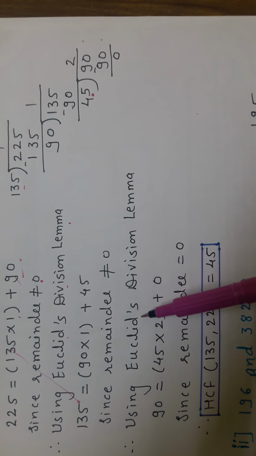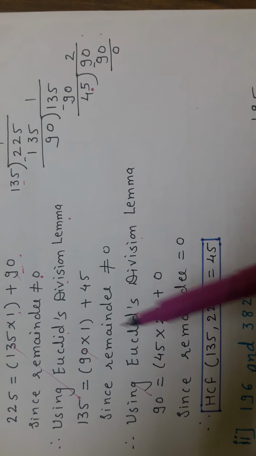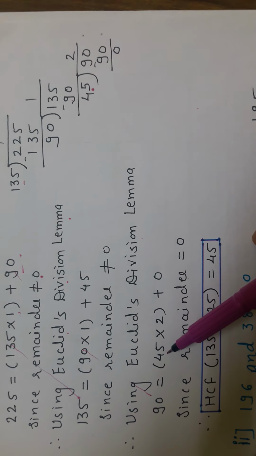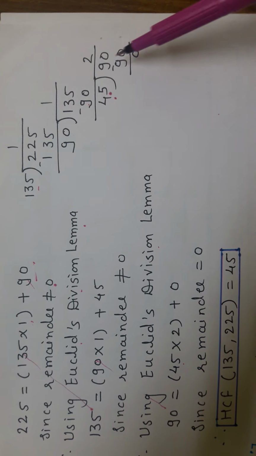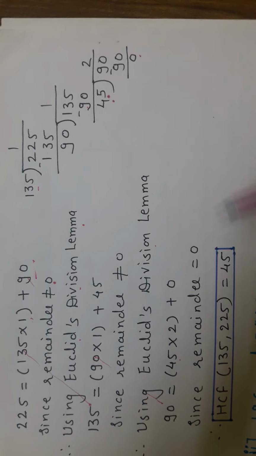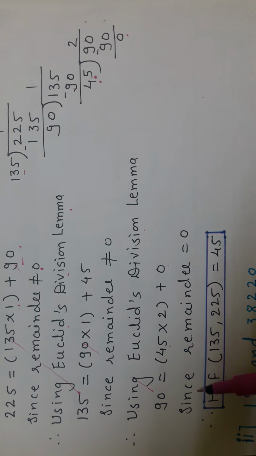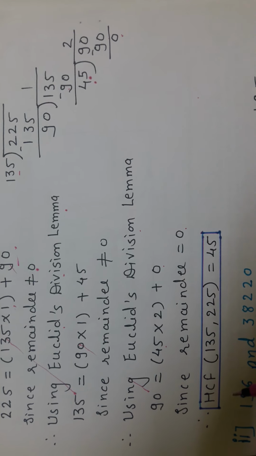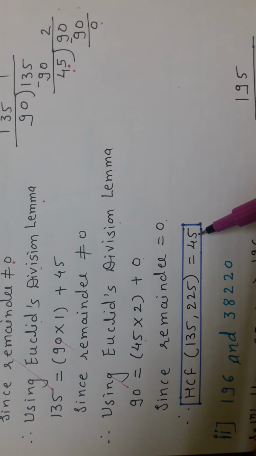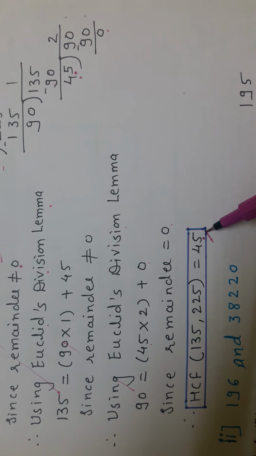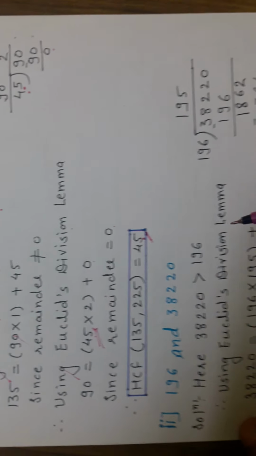Again using Euclid's division lemma, 90 will become a dividend and 45 will become a divisor. 45 ones are 45, 45 twos are 90. Now 90 minus 90 is 0. 45 multiplied by 2 plus 0 means, since the remainder is equal to 0, therefore HCF of 135 and 225 is equal to 45. That is the divisor. Always the divisor is the HCF of the two numbers.